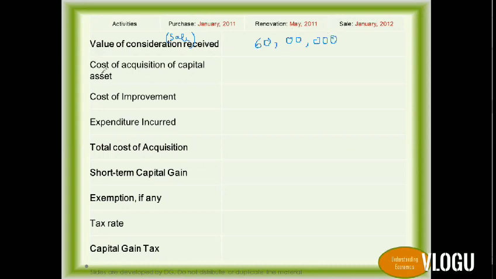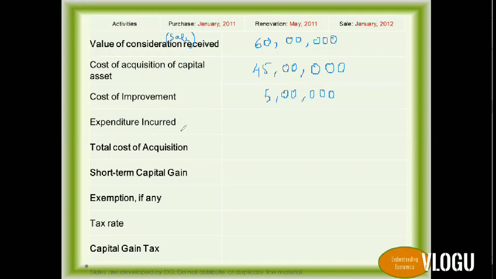Now in this case, the cost of acquisition of the capital asset is nothing but the purchase price, the price of the house at which the person has purchased it. Now the cost of improvement is nothing but the cost of renovation. So how much has he incurred to renovate the house? It is 5 lakh rupees.